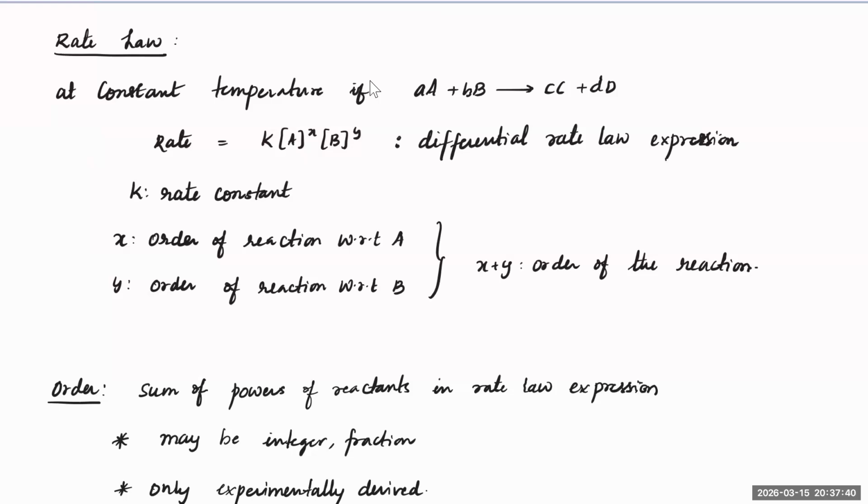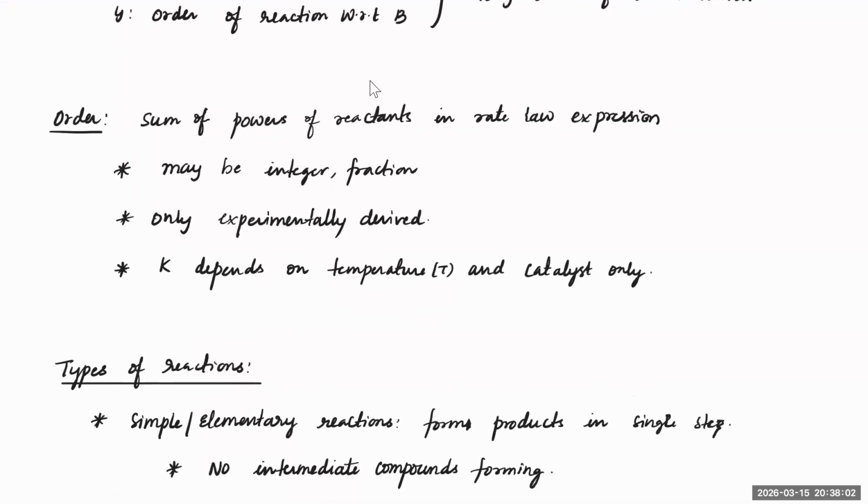And now notice, k, the constant which is there with respect to rate, is called the rate constant. X is called the order of the reaction with respect to A. Y is called the order of the reaction with respect to B. The sum of X plus Y is what we call the order of the reaction. Okay, so order basically is the sum of the powers of reactants in the rate law expression.